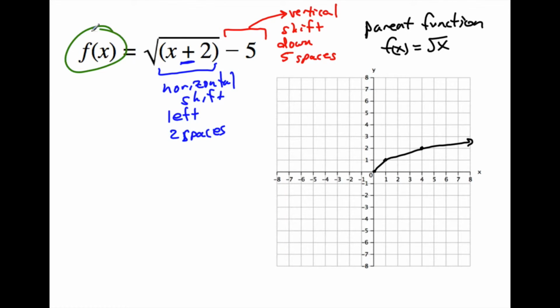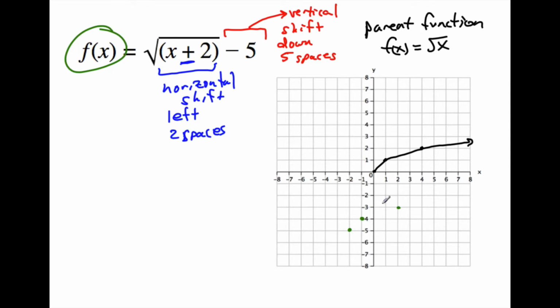So if I want to graph this new f of x in green, I'm going to go to my original starting point. I go left 2 spaces, down 5 spaces, put my green dot there. Now I can use the same method. I go over 1, up 1. I go over 4, up 2 from my starting point.